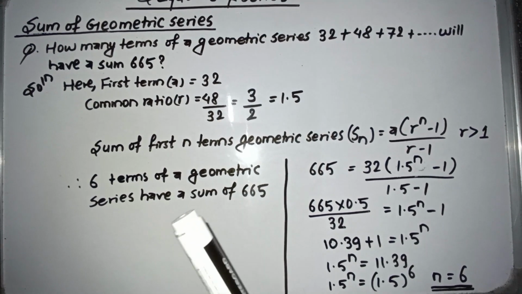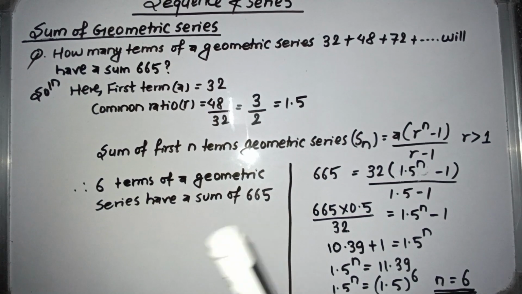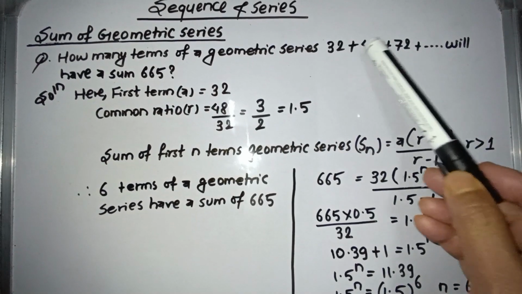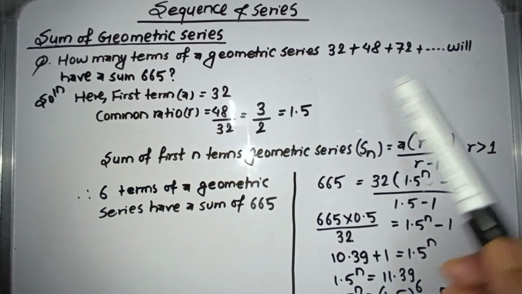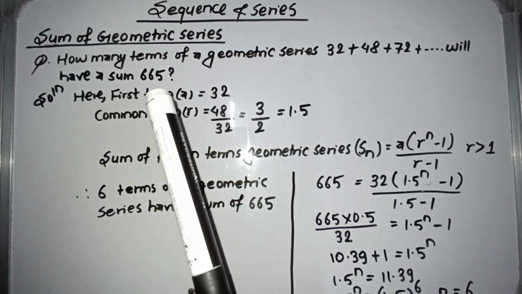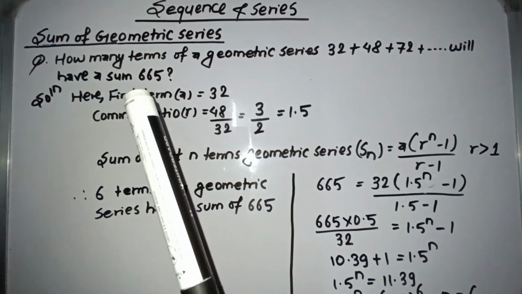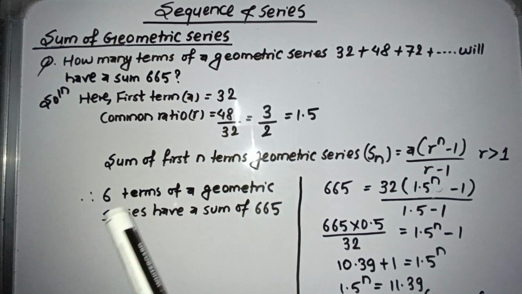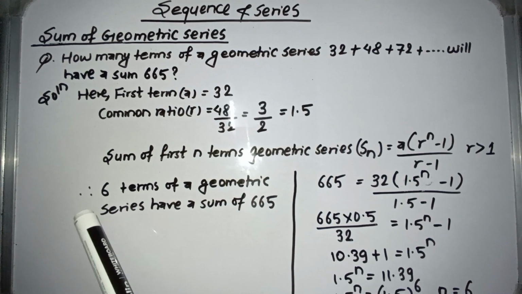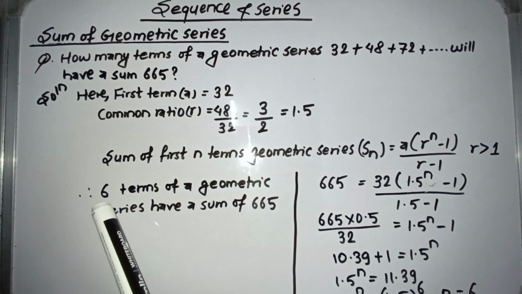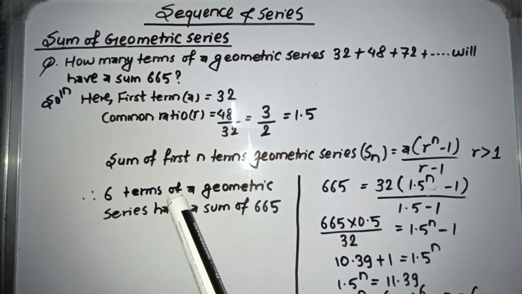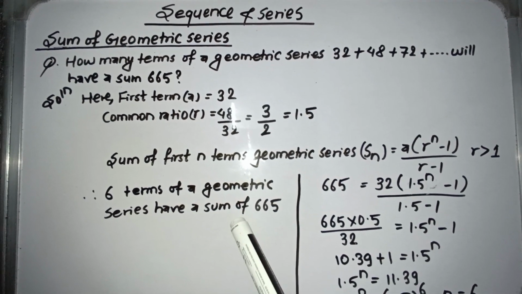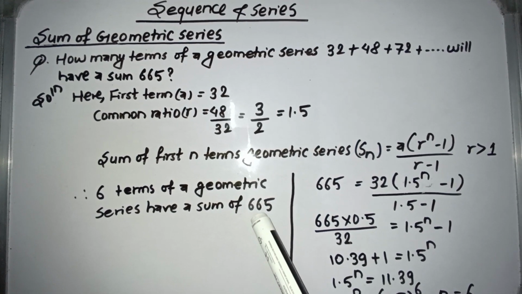In this question, we needed to calculate the number of terms. How many terms does this geometric series have, where 665 is the sum of the required geometric series? Then we get 6, that is the number of terms. 6 is the number of terms of a geometric series which has a sum of 665.